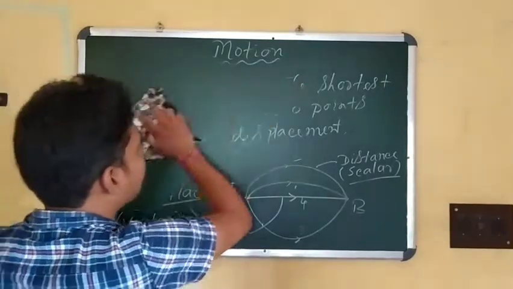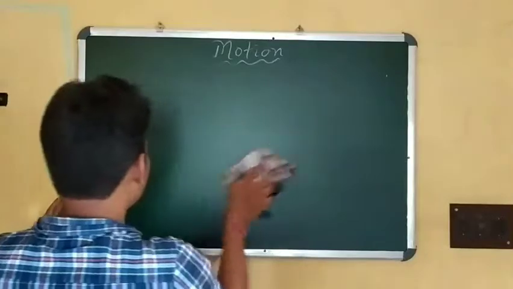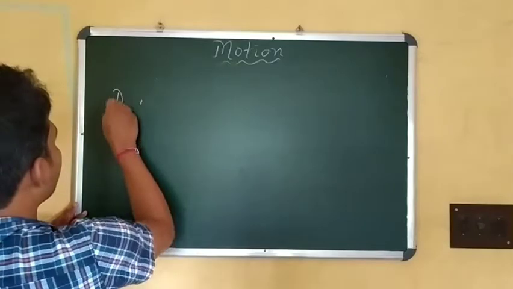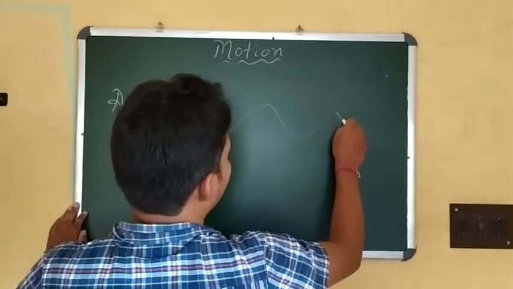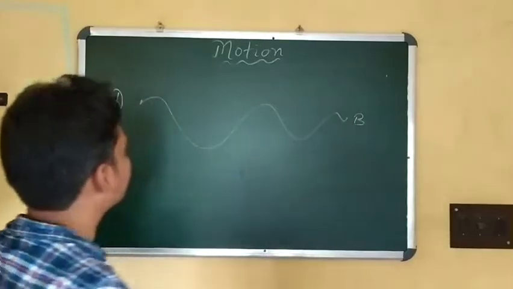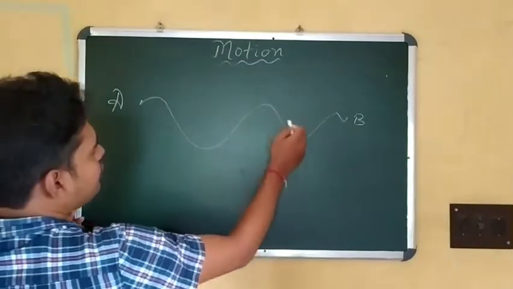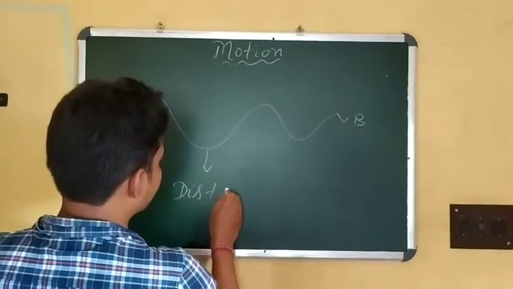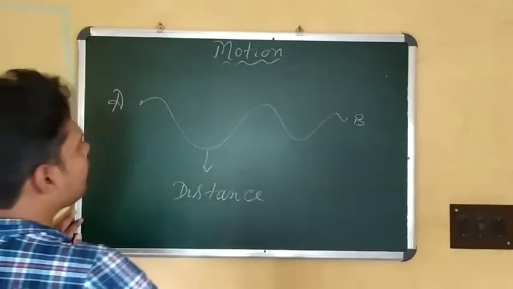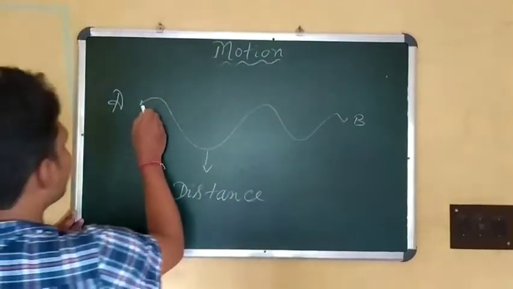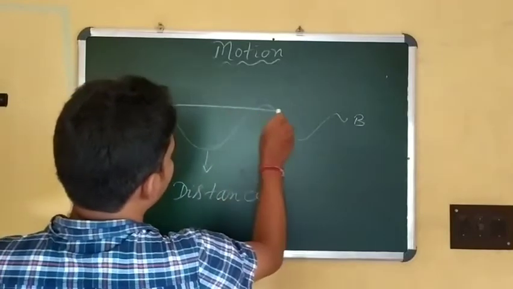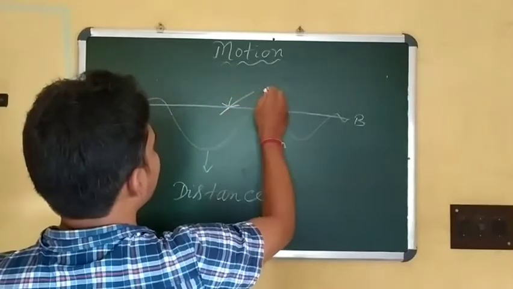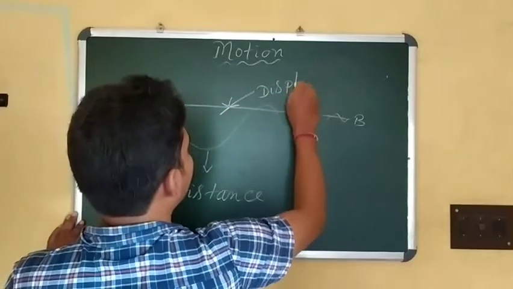Just take one more example. If you start your journey from point A and you travel along a curved path and come to point B, then the total path which you travel is the distance. Now what will be the displacement? If you draw one straight line from point A to B, that is the displacement.